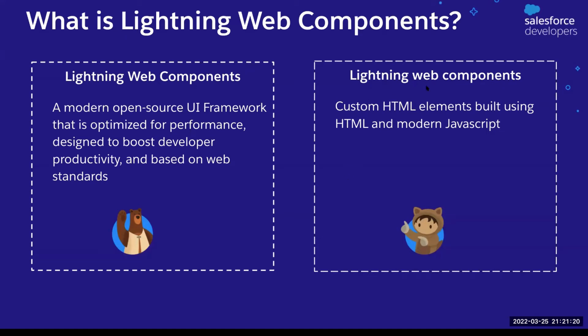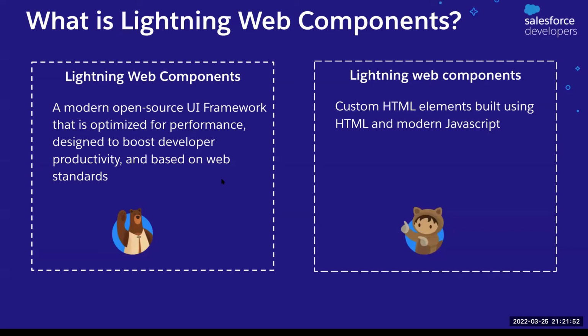Now, what you can do with Lightning Web Components is create your own custom HTML elements. Now you can extend HTML. You can create your own elements, and then embed those elements like any other HTML element in an HTML page. That's the goal. So Lightning web components are custom HTML elements. They are built using HTML and modern JavaScript. Now you can see that it's a combination. We are going to use HTML as well as JavaScript. So these elements are going to be really dynamic.